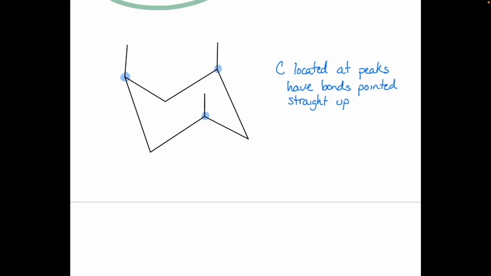All right, the other 3 carbons are sitting at a valley. They're sitting at the bottom of an upside down triangle, right? These 3, 1, 2, 3. These are the 3 in our chair structure that are sitting slightly below the plane of that ring, and they have their bonds pointed straight down. So if I'm going to draw those bonds, these are pointed straight down.